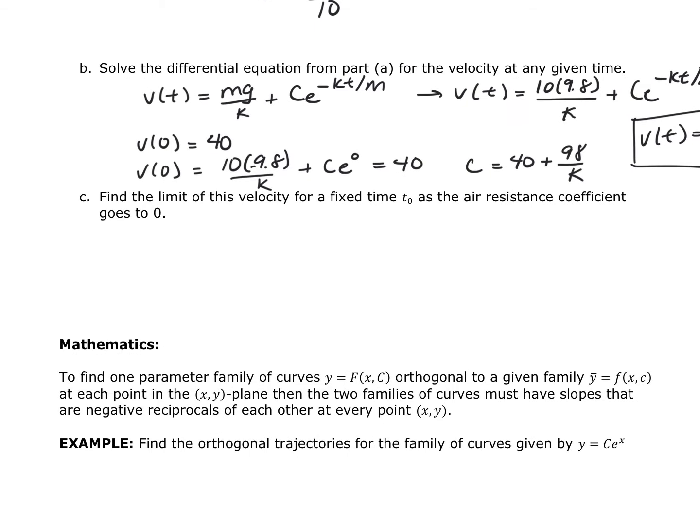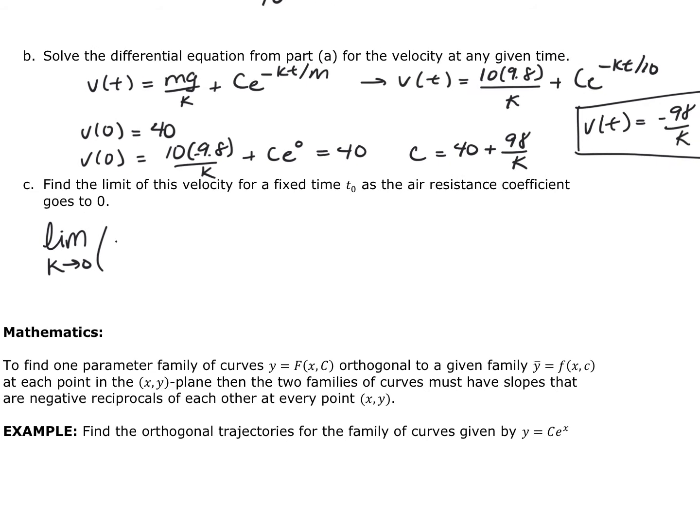Now I'd like to find the limit of this velocity for some fixed time t naught as the air resistance coefficient goes to 0. So I'm going to do the limit as the resistance goes to 0 of this equation, which was negative 9.8 over k plus 40 plus 9.8 over k e raised to the negative kt divided by 10.